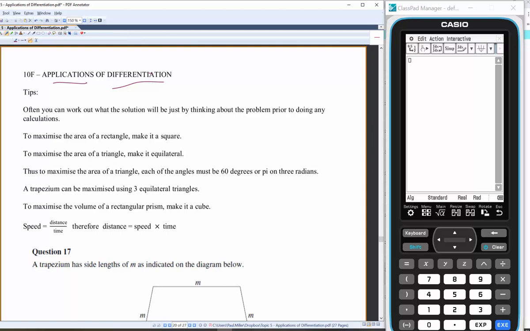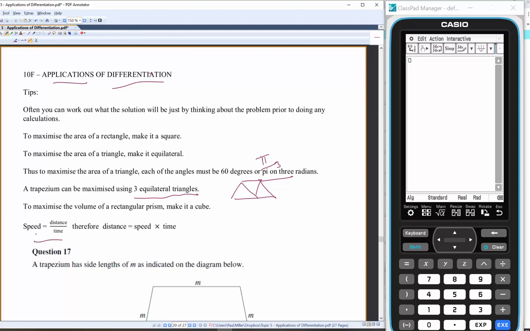Thus, to maximize the area of a triangle, each of the angles must be 60 degrees or pi on 3 radians. So pi on 3, don't know why you actually wrote that in words. A trapezium, this is important, can be maximized using 3 equilateral triangles. So basically, that's our trapezium there. 3 equilateral triangles will maximize the area of a trapezium. Maximize the volume of a rectangular prism, it'll be a cube.